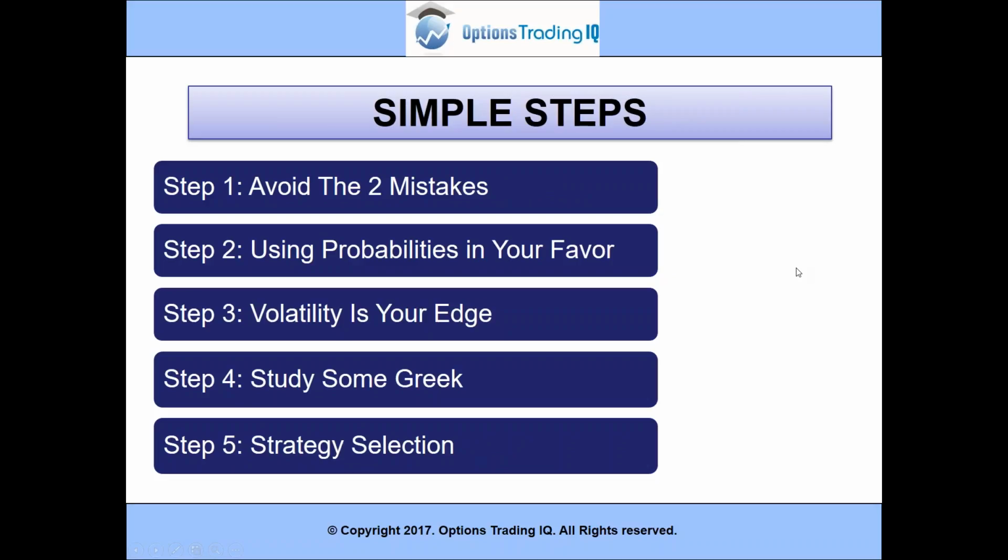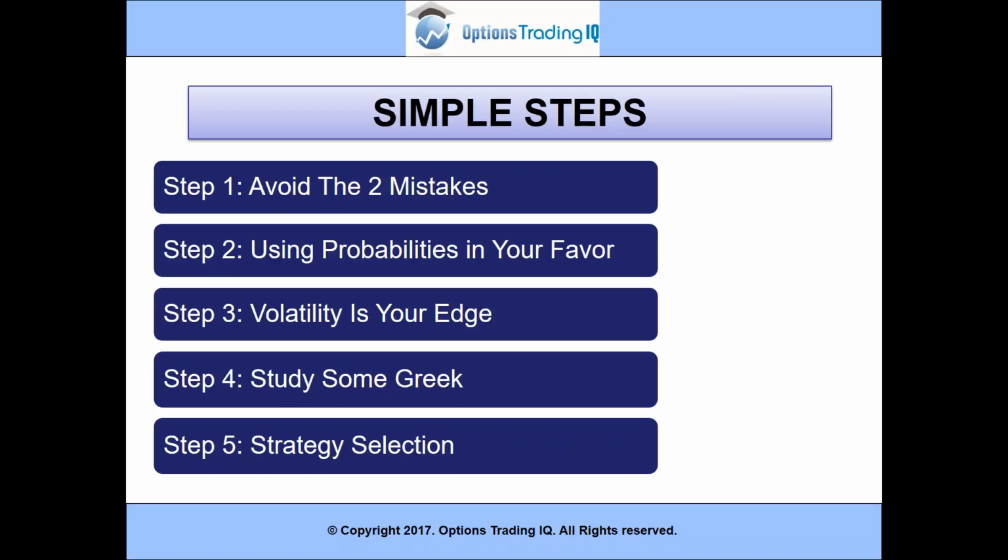So in terms of the steps, I'm going to try and break this down for you guys into a simple process. So the first step was avoiding the 2 mistakes. So we talked about that. We talked about not getting sucked into buying out of the money options. Generally, that's a tough way to trade. You've got to be right on both the direction and the timing, and very difficult to do. Okay, so we talked about that.